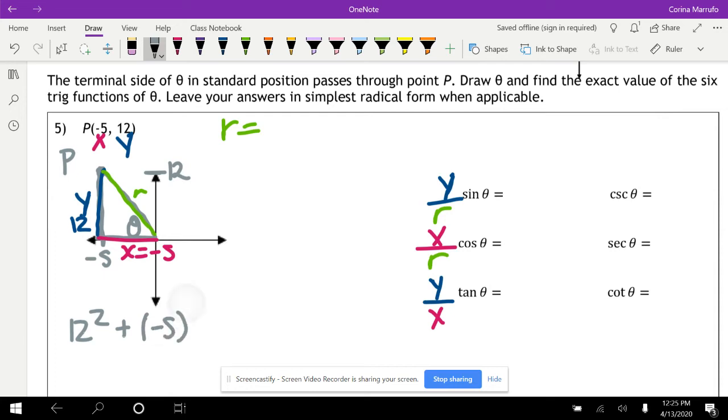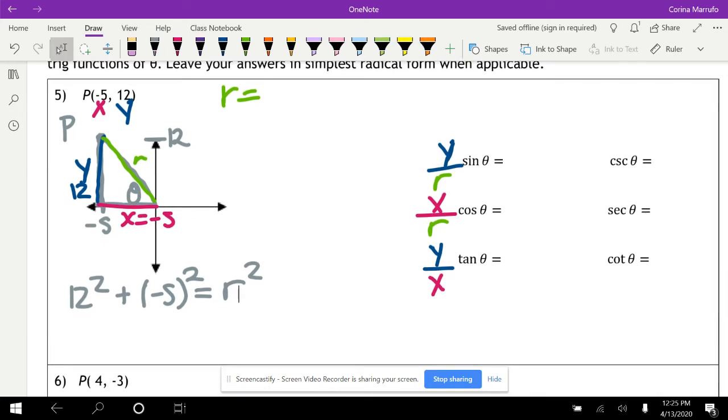And remember, the squared goes outside of the parentheses. Equals our radius, that's what we're looking for, squared. So 12 squared plus -5 squared is going to give us 169. And then we take the square root, and that is going to give us 13. So that means that our radius here is equal to 13.